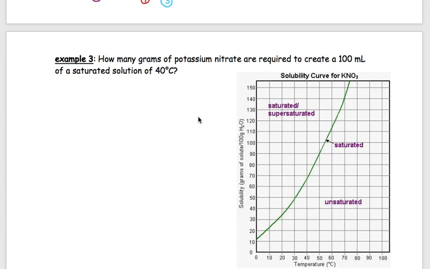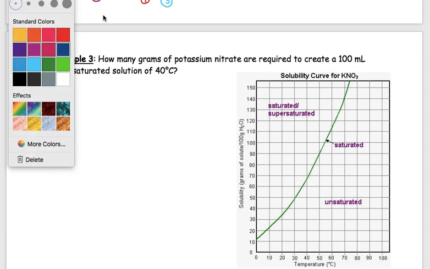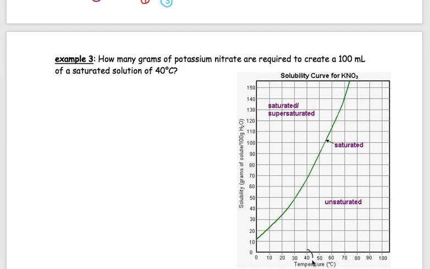So again, we're looking at this potassium nitrate curve. We know on the curve is saturated, above it's supersaturated, underneath it is unsaturated. So at 40 degrees here, we are going to go up. Here's 40 degrees. We're going to go up till we hit the curve here. There it is, and then we'll go across. So it's about here.